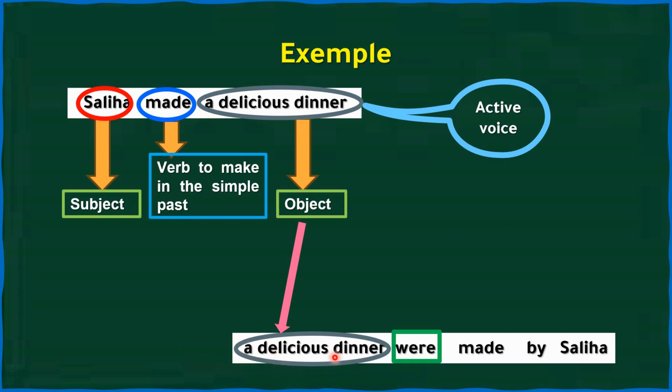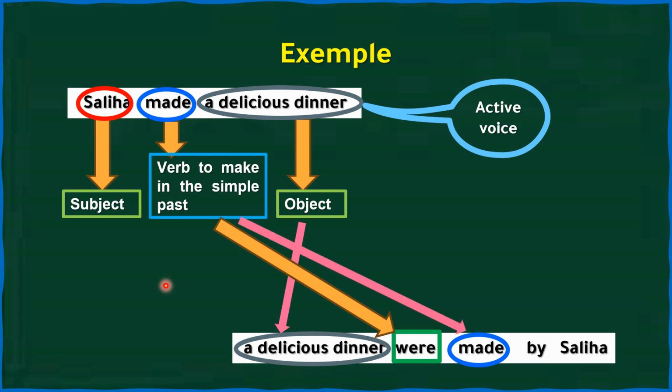So we have a delicious dinner. We say were. It's better to say were, it is more formal, more academic. Then, after were, we add the past participle of the verb to make. Made is the verb to make. The past participle of to make is made. It is a regular verb.